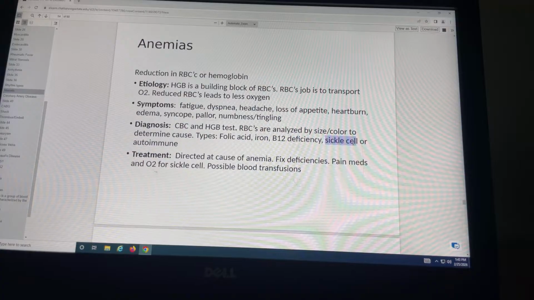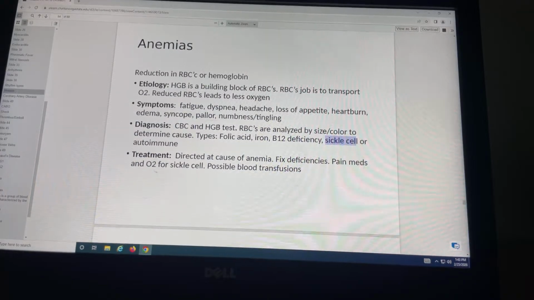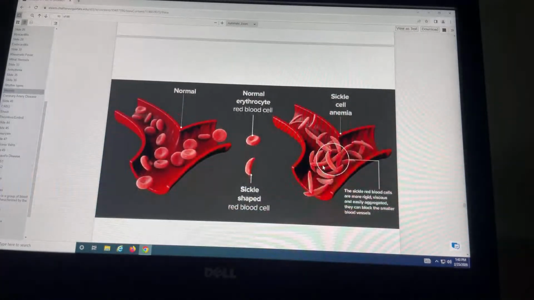What do we know about sickle cell? It's not autoimmune, but it's where the cells look like this, like little sickle shapes. The red blood cells should be like this round donut shape. People with sickle cell anemia, for whatever reason, are making red blood cells that have this sickle shape instead of the round shape. The problem with that is they tend to get stuck and clump up more frequently than people with normal shaped red blood cells.